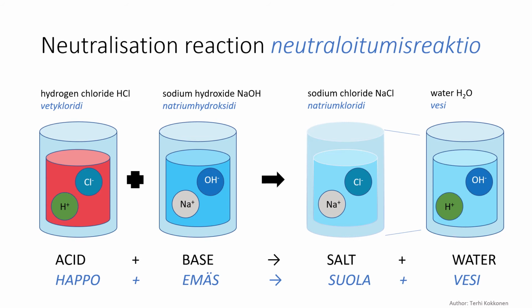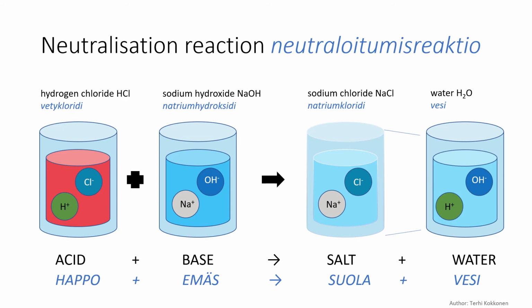Neutralization reaction, neutraloitumisreaktio, is when an acid and a base react to form water and a salt. If the right amount of acid is added to a base, or the right amount of base is added to an acid, the solution will be neutral and have a pH equal to 7.